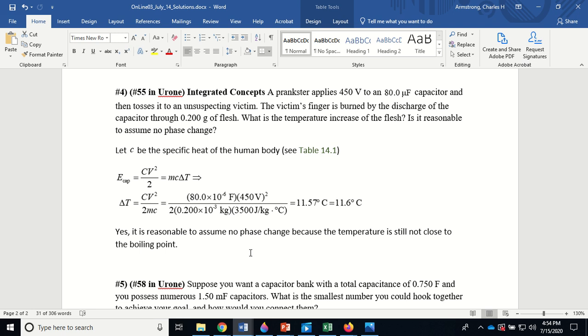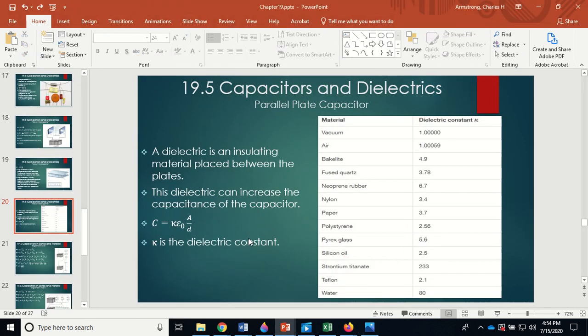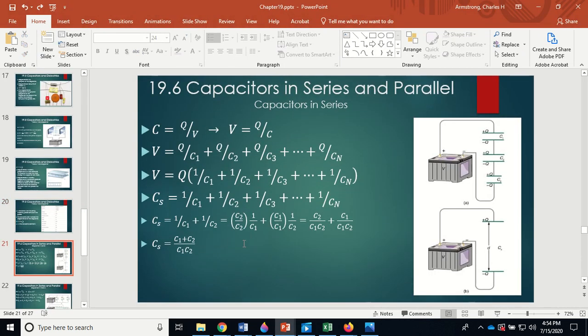Okay, the victim's finger is burned by the discharge of the capacitor through 0.200 grams of flesh. What is the temperature increase of the flesh? Is it reasonable to assume no phase change? Okay, they're pulling in stuff you got from chemistry and maybe physics 5A. So C is the specific heat of the human body. So the capacitor's energy, this is the energy stored by the, actually, no, we're not here yet. Never mind, we're not here yet. I don't know, we'll figure it out.